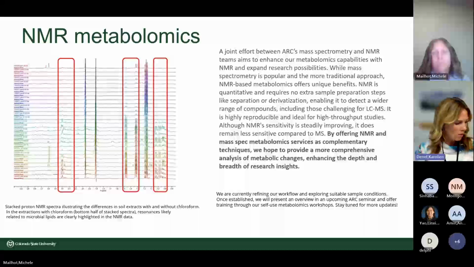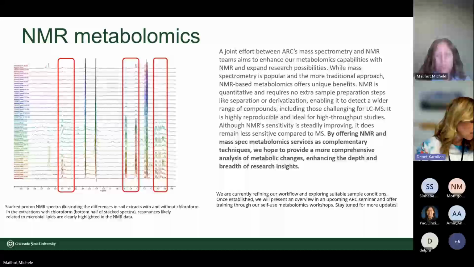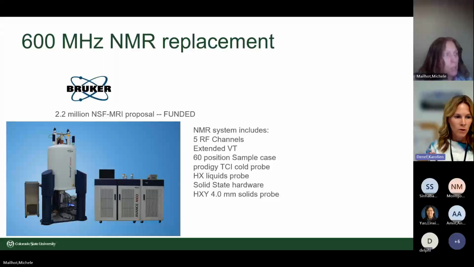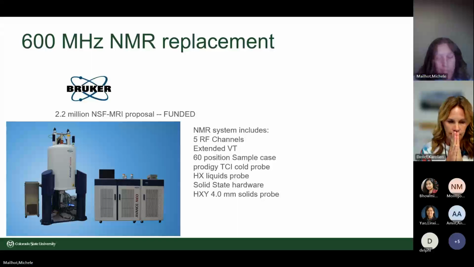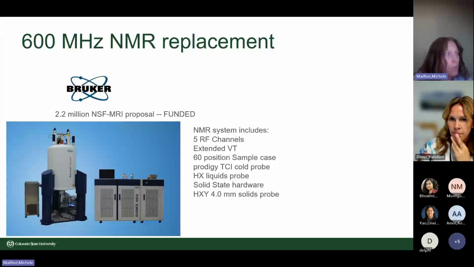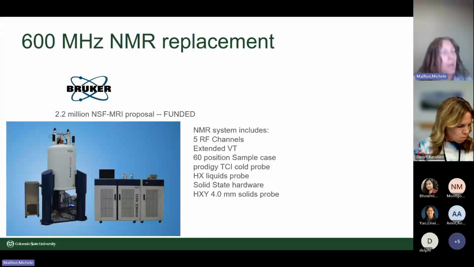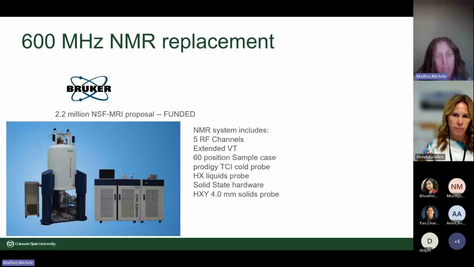Michelle, can you talk a little bit about what added capabilities the 600 will bring us and what it will allow our researchers to do more of? Sure. So a Prodigy TCI cold probe is an HCN probe. It's not what you call broadbanded. So this will help do structure determination for tiny amounts of materials, mostly biologics. But you were able to do 3D experiments, which we can't do now. So you could do like a proton nitrogen carbon correlation experiment, which we can't do at all right now because we don't have that system.